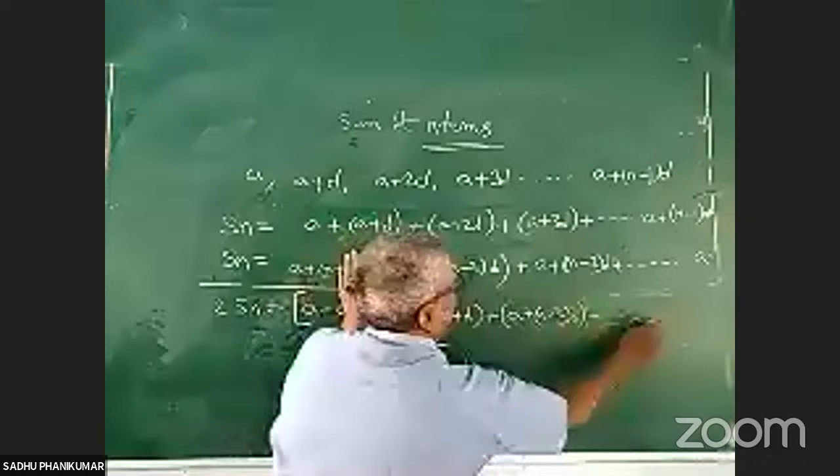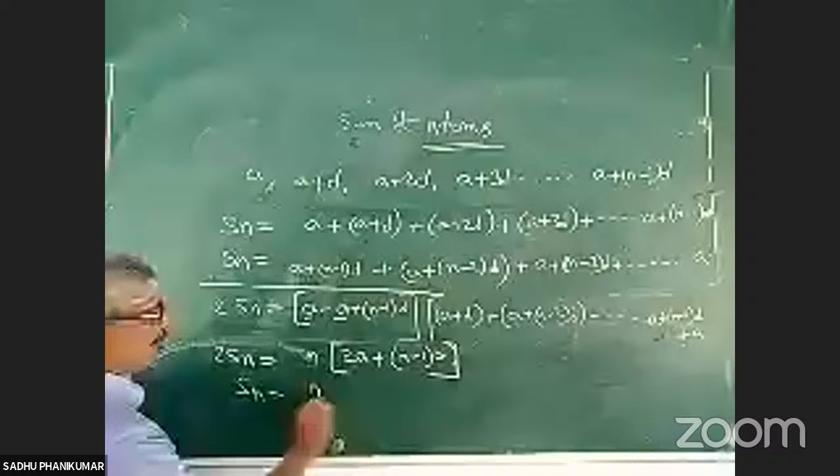How many terms are there? These are all n terms. So the number of terms is n. So 2Sn is equal to, how many times? n times, a plus a, 2a plus n minus 1 into d. So Sn is equal to n by 2 into 2a plus n minus 1 into d. This is the principle to find the sum of n terms in a given AP.